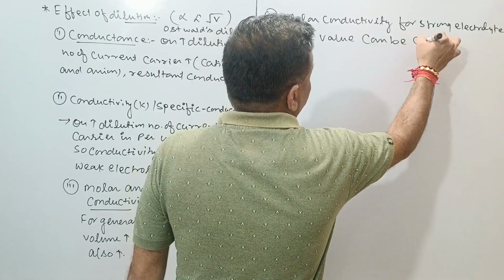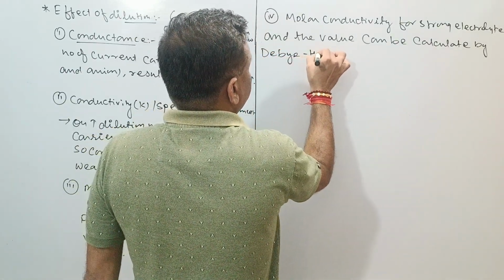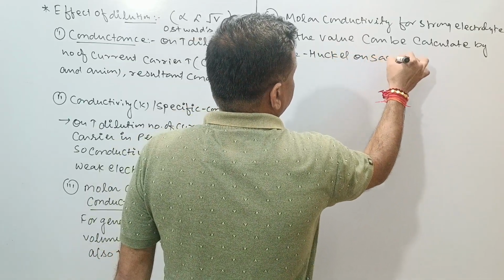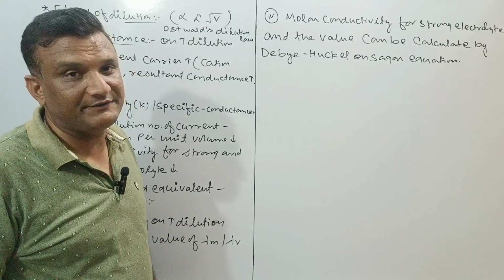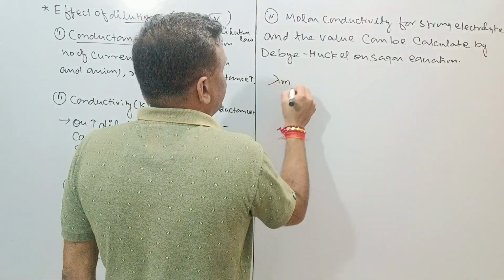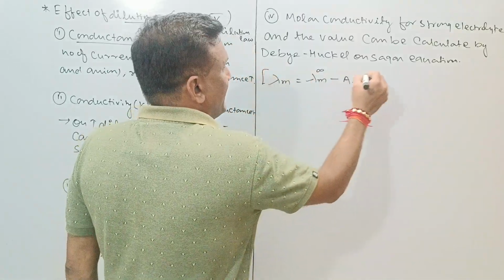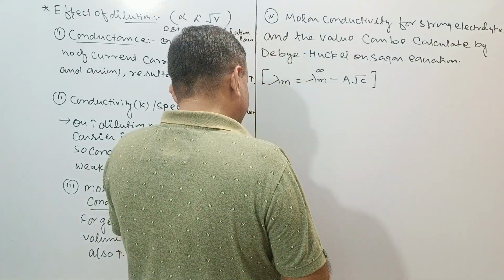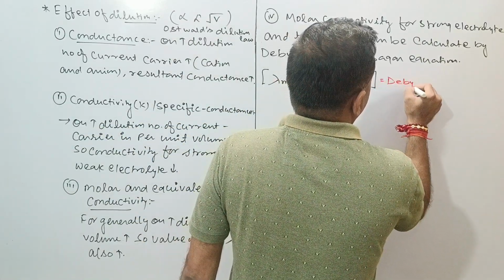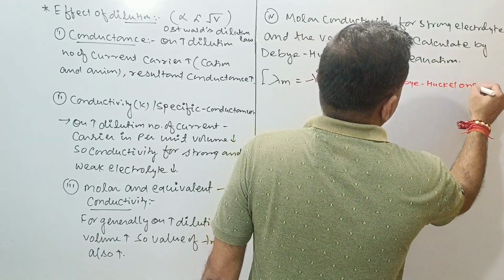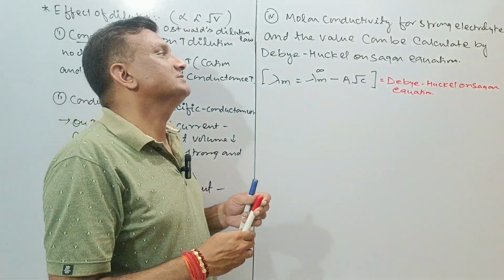the value can be calculated by the Debye-Huckel-Onsager equation by plotting a graph between concentration and molar conductivity, that is lambda m. This is the molar conductivity, lambda m equals lambda m infinite minus a root c. This is the Debye-Huckel-Onsager equation. By using this equation, we can calculate the value of molar conductivity for strong electrolyte.